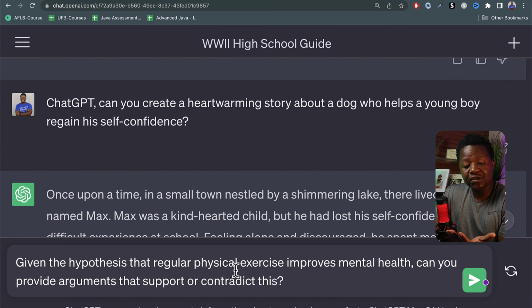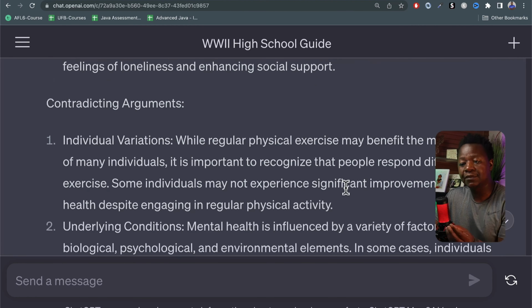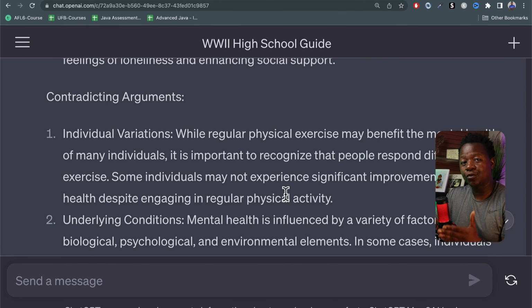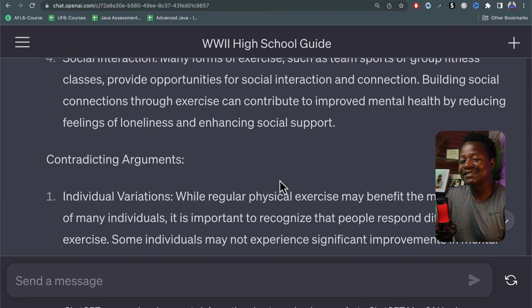All right, so it's writing now. Supporting arguments: release of endorphins, stress reduction, increased brain function, social interaction. And we have contradicting arguments here: individual variations, underlying conditions, motivation and compliance, and other interventions. So there we go. We've used this hypothesis testing framework, as you see here. Of course, we can use other frameworks we've learned to dig even deeper with this hypothesis testing framework that we just learned.